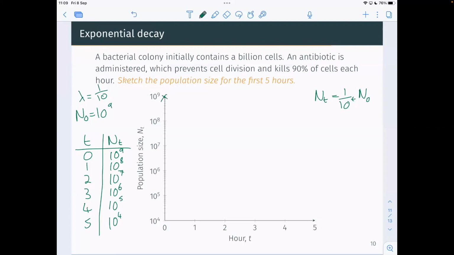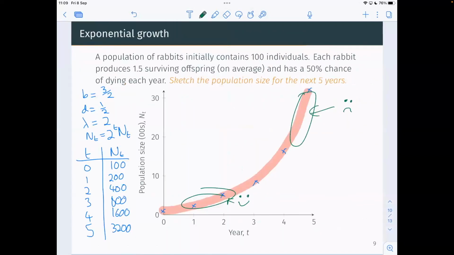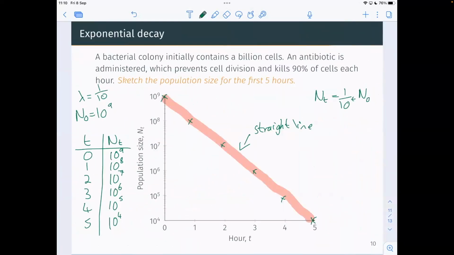We've got 10 to the 9, 10 to the 8, 10 to the 7, 10 to the 6, 10 to the 5, 10 to the 4. What do you notice about that definitely very well sketched red line? Straight. It's a straight line. But I thought we were talking about exponential growth, right? Exponential growth, or exponential decay, has this thing, there's a doubling effect, right? Things shouldn't look linear. Why does this look linear?